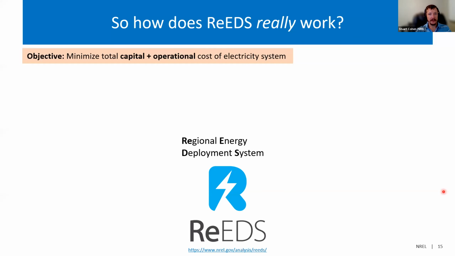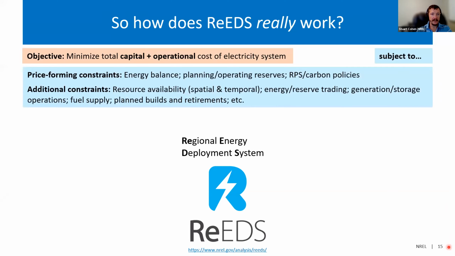So how does it really work? ReEDS is an optimization problem. If you're already very familiar with optimization problems, this is probably pretty straightforward. But the idea is that you start with an objective. So what is the one quantity that you want to maximize or minimize? In our case, it's minimize the total capital and operating costs of the electricity system. And it does that subject to several different constraints on that system.